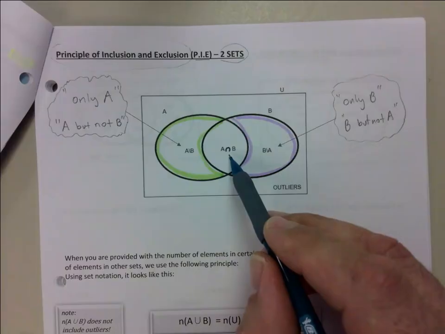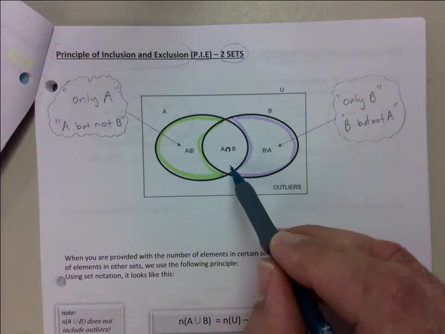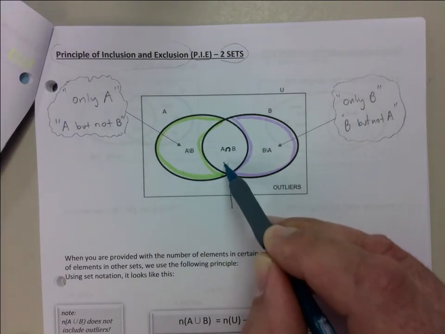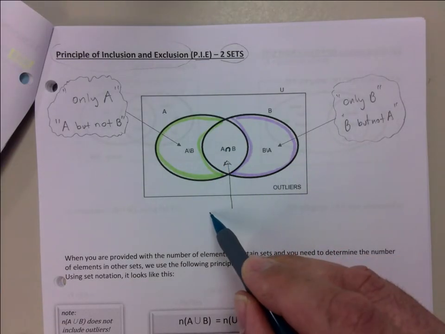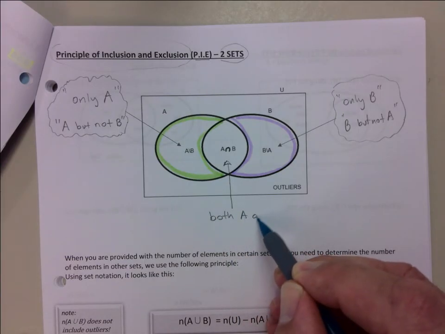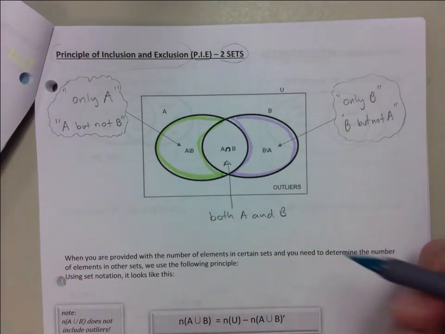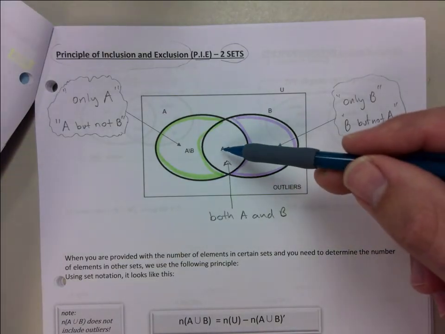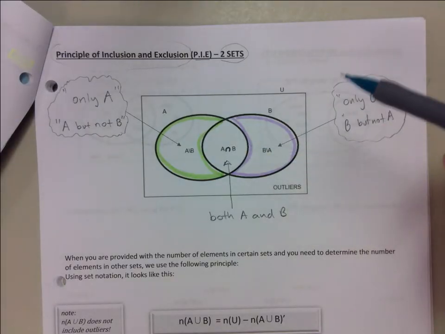If you're at the center, both A and B. I'm just going to use applied and biology. Students that are taking both applied and biology.